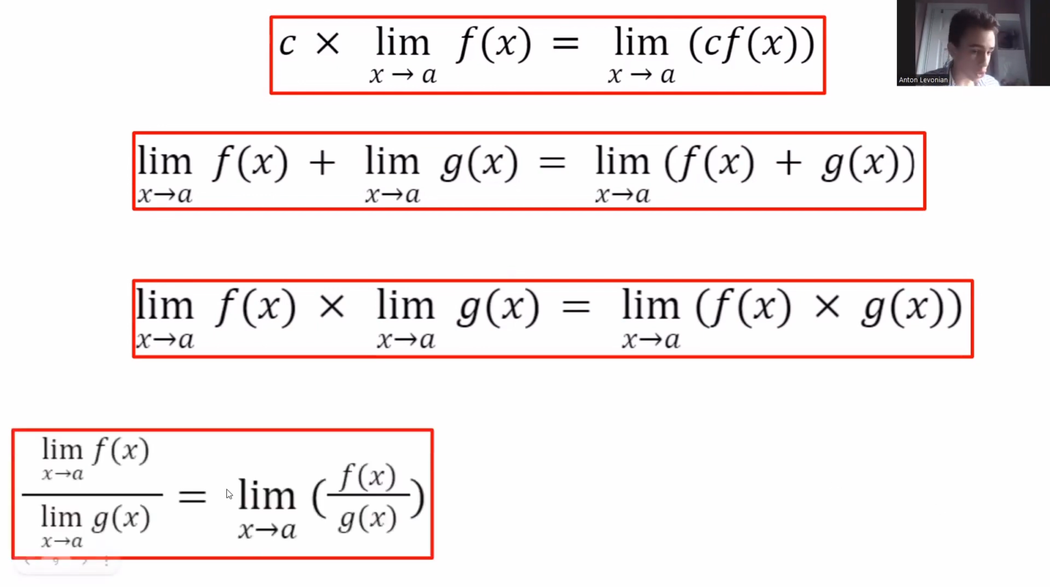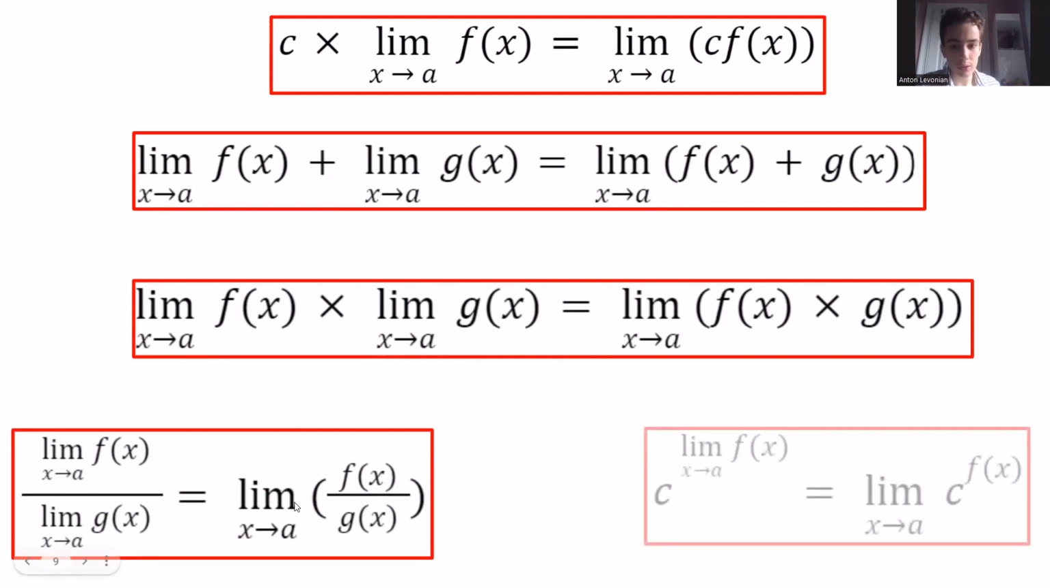We have the same quotient property. By the way, this follows from the following: if we have this, then we can just say that this is multiplied by 1 over the limit of g of x, and then we can basically just substitute the inverse of g of x, right? And use this property right here. So this follows from the product property.